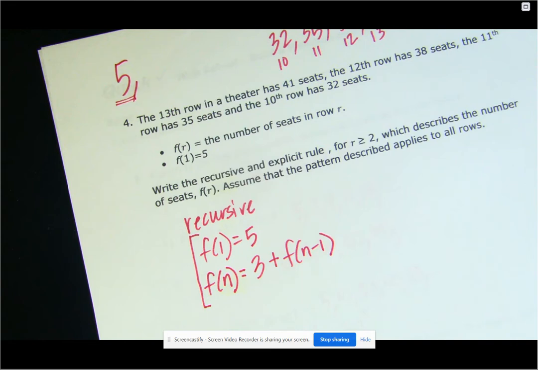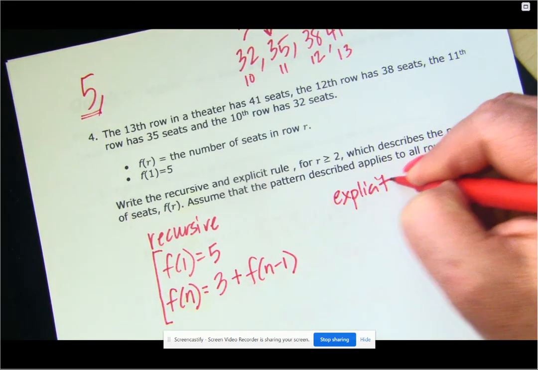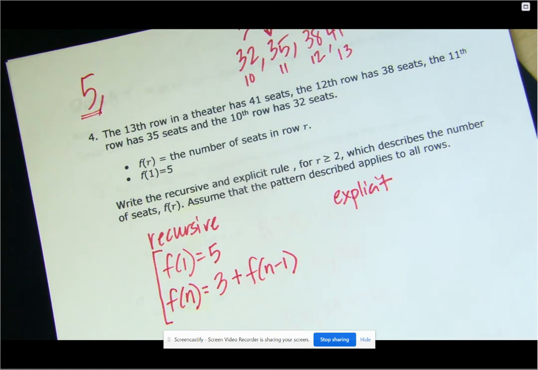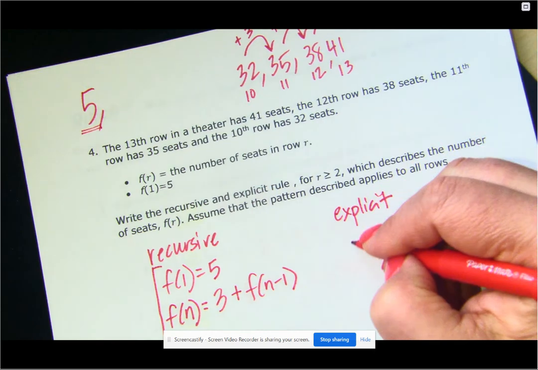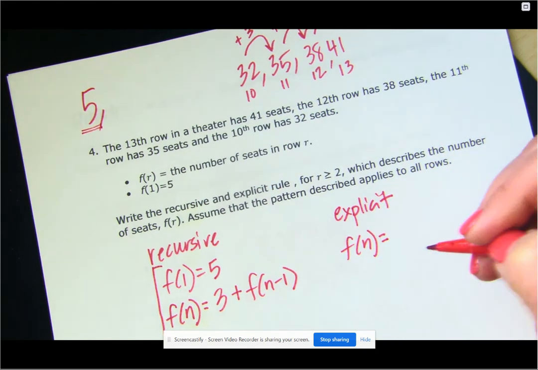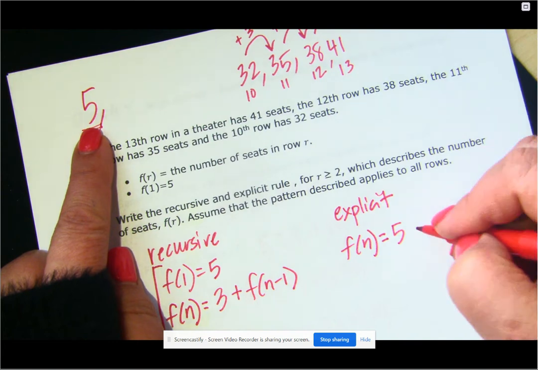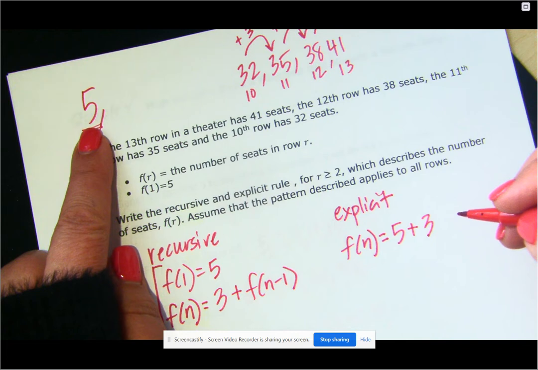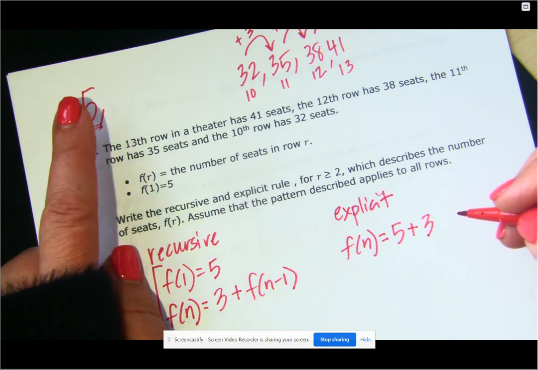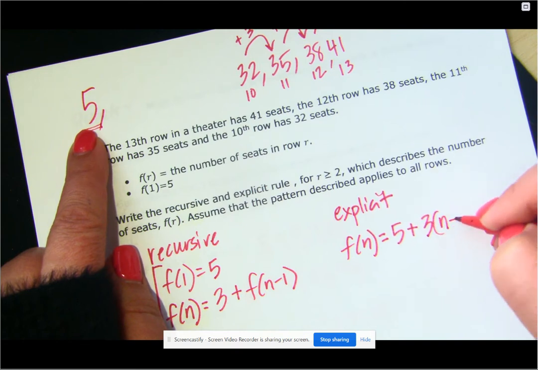Okay? And then the explicit rule, we don't flat out tell the person what the first term is. We write a general rule that can find any term. So we're going to write f of n equals, we know the first term is 5. And what am I doing over and over again? I'm adding 3. But they're calling this the first term, so I don't want to add 3 the first time. So I say n minus 1.